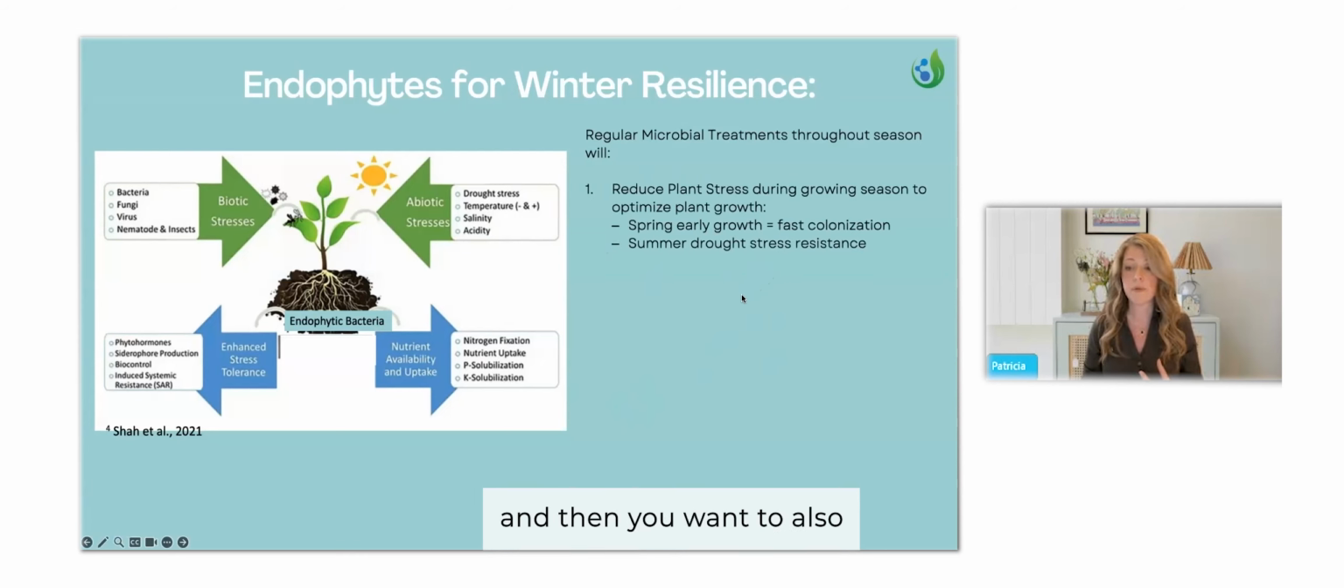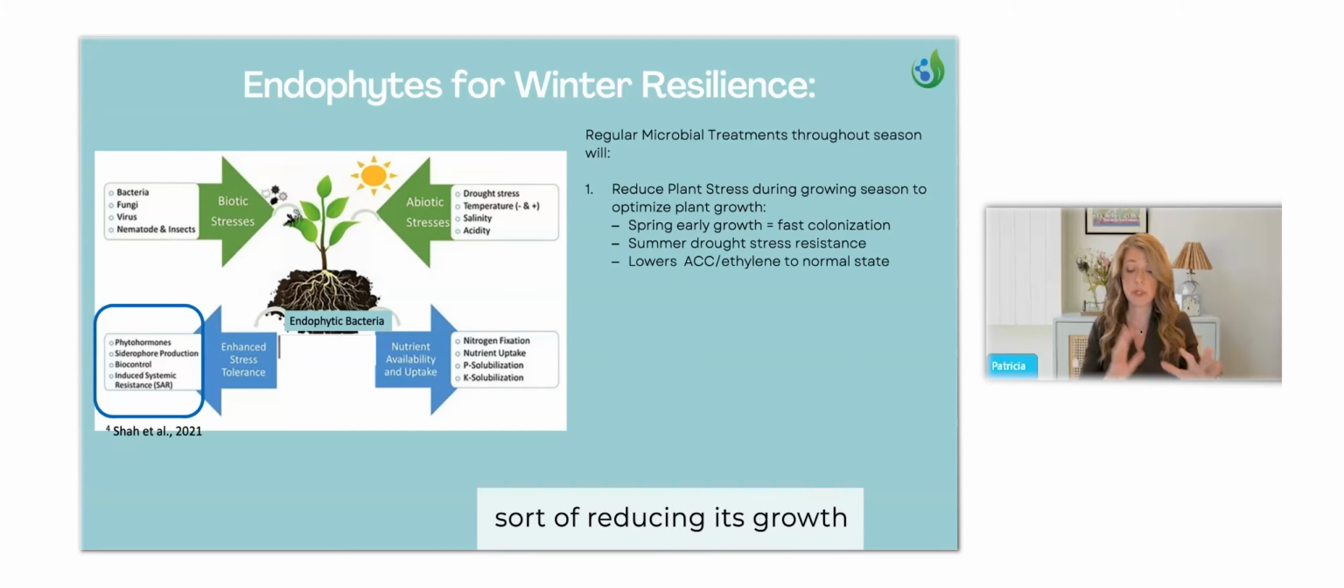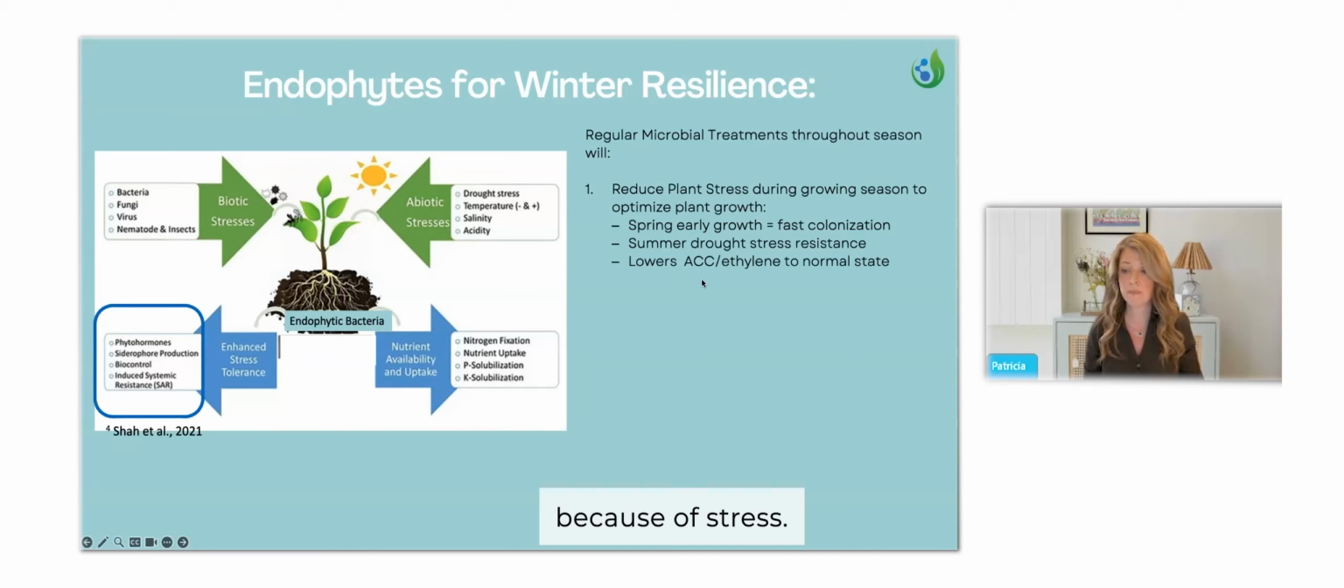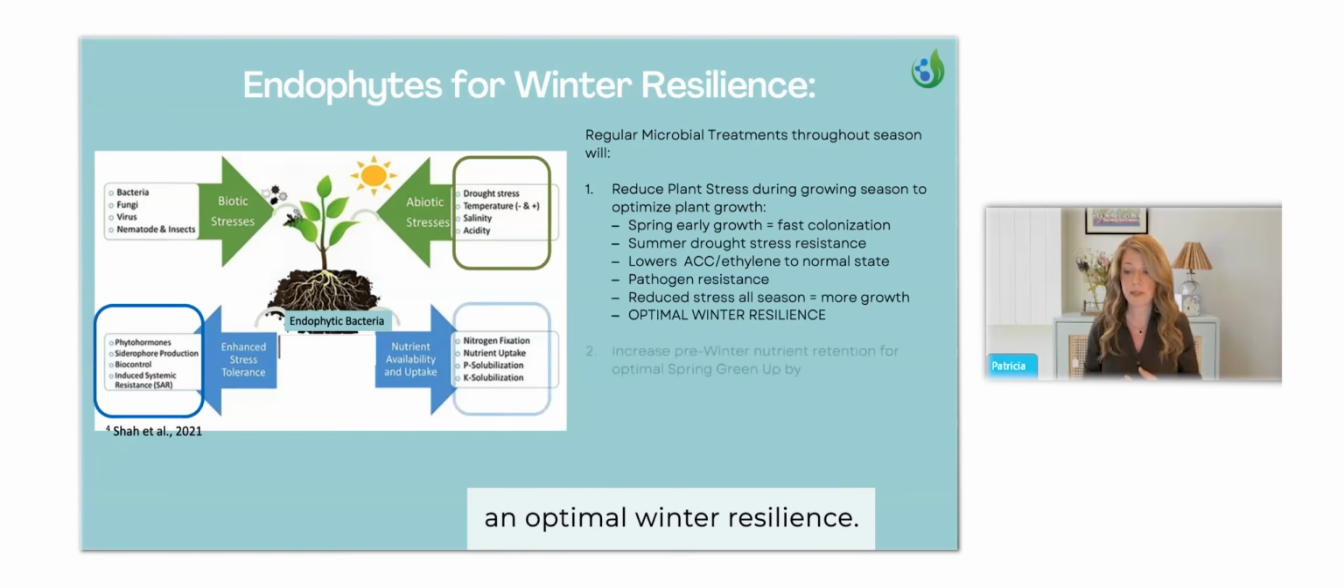And then you want to also help your plants cope with summer drought stress resistance. You want to make sure that you're lowering that ethylene response to stress and get that plant into a state where it is functioning properly and not reducing its growth because of stress. You're also going to be having a plant that is able to resist pathogens. And then your overall goal is to reduce stress the entire season to increase that growth. That will give you an optimal winter resilience.